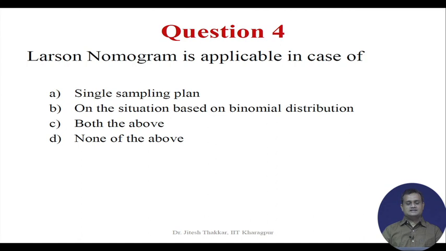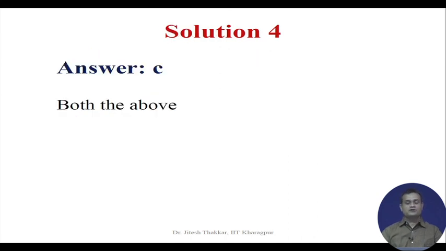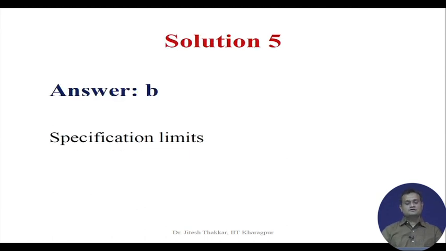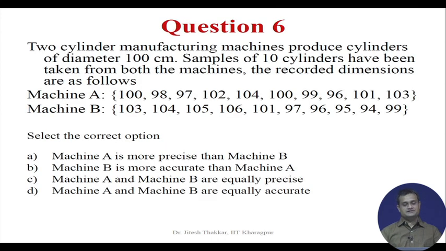Question 4, Larson nomogram is applicable in case of single sampling plan, on the situation based on binomial distribution, both the above, none of the above. So, answer is C, both the above. Question 5, suppose we want to see whether a particular product is to be accepted or rejected, which one of these is the process to check? Control limits, specification limits, both A and B, none of the above. So, the correct answer, as you understand, is B, specification limits.